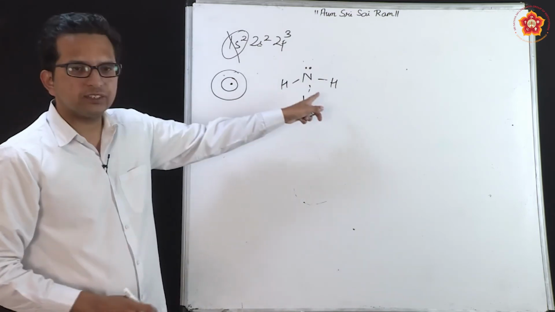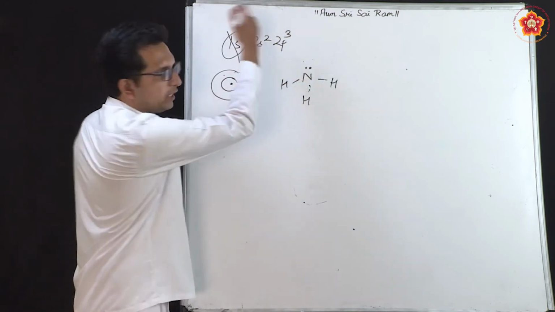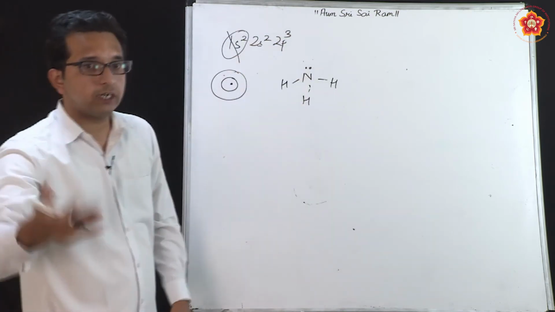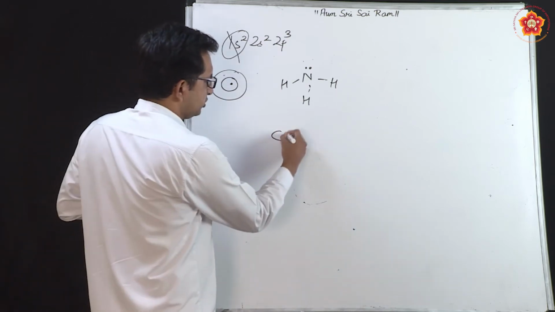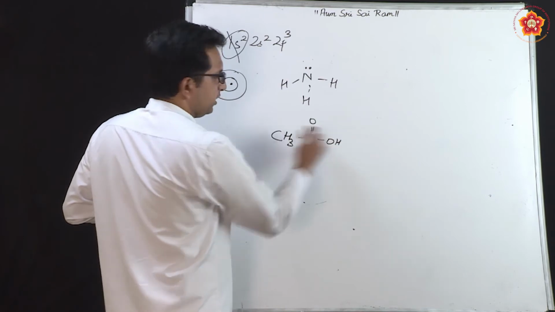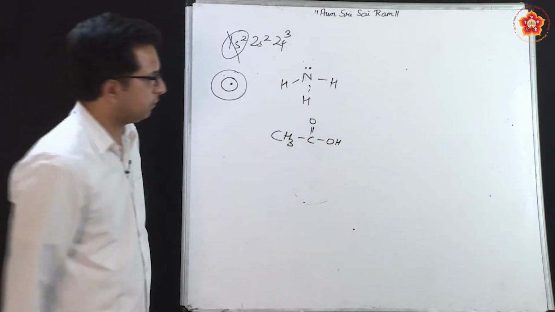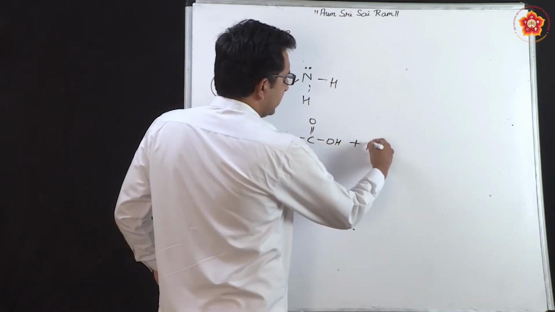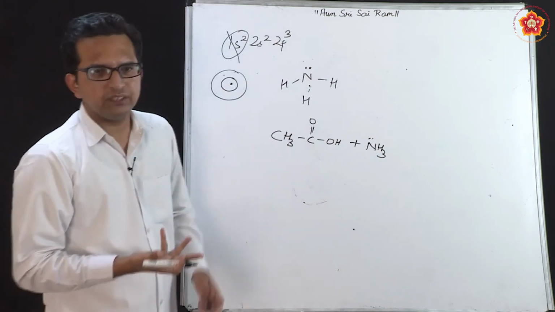So, this can act as a base, by Lewis theory. Lewis theory says that if somebody can donate a pair of electrons, then it can act as a base. Now, suppose I take an example of a carboxylic acid, ethanoic acid, a 2 carbon system. If this reacts with ammonia, it becomes more like an acid base reaction.